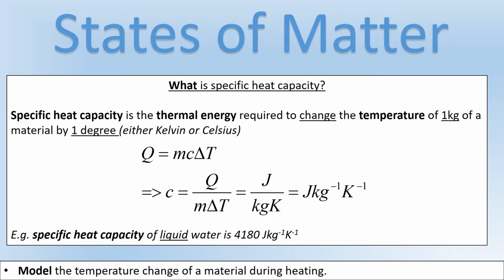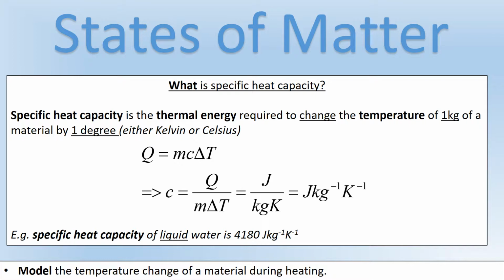Just a side note, if you ever see the word specific for some definition, it means per kilogram. So we know that's going to be part of it. So for example, the specific heat capacity of liquid water is 4,180, which means it takes just over 4 kilojoules of energy to change the temperature of water by 1 degree. So that is a pretty large amount of energy we're supplying.